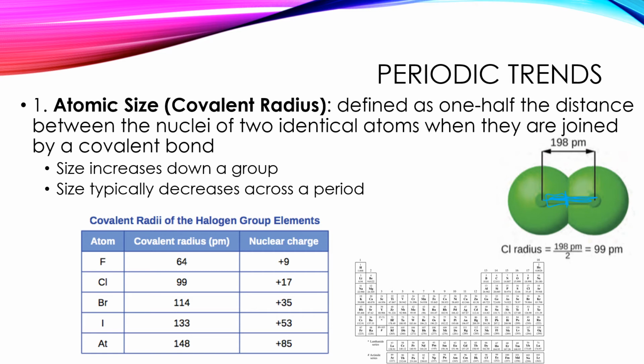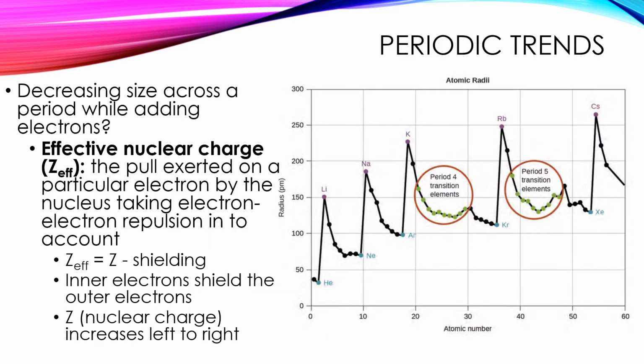It's going to increase as we go down a group, and it's going to decrease across a period. What that means is that overall atomic size is the largest in the bottom left corner of the periodic table. You can see this as we look at the halogens, we increase as we go down that group. So why do we get smaller as we go left to right on the periodic table, even though we're adding electrons?